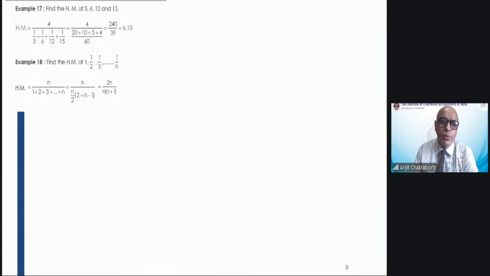So in the denominator, 1 by 2 was the original number, so we need to find the reciprocal. The reciprocal of 1 by 2 will become 2 itself. Similarly, the reciprocal of 1 by 3 will become 3. In this way, the reciprocal of 1 by n will become n. So dear students, in the denominator, numerator is clear, n. But in the denominator, after the reciprocals are added, we are getting 1 plus 2 plus 3 up to n.